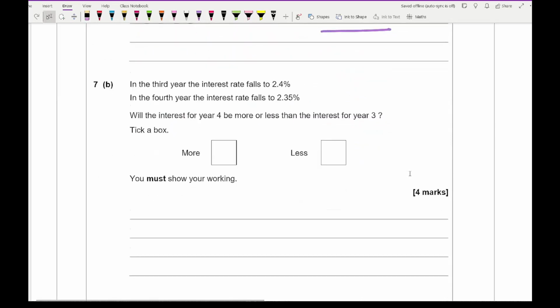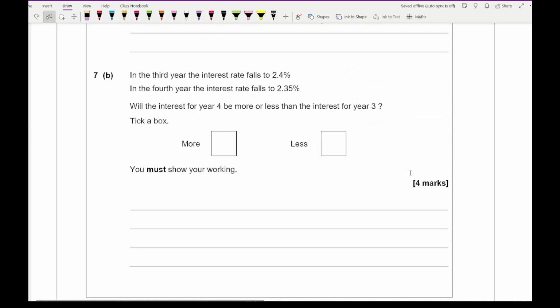It then says in the 3rd year the interest rate falls to 2.4%, and in the 4th year the interest rate falls to 2.35%. Will the interest for year 4 be more or less than the interest for year 3? And we need to tick our box.